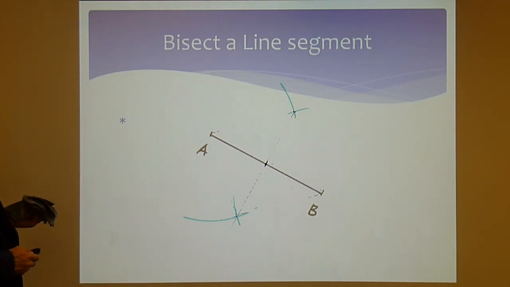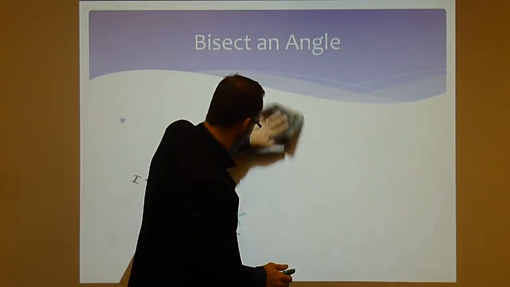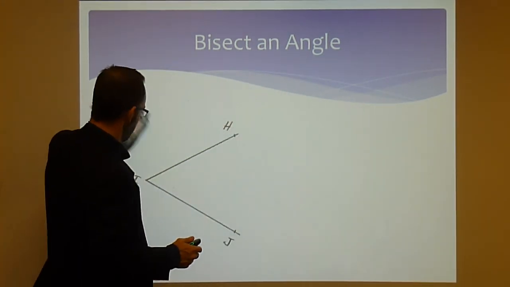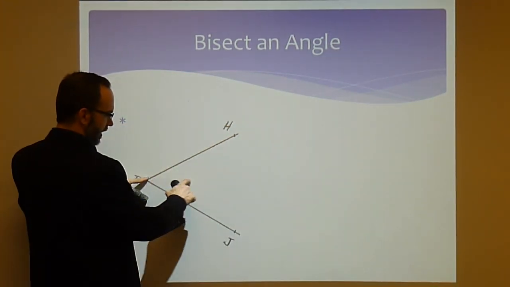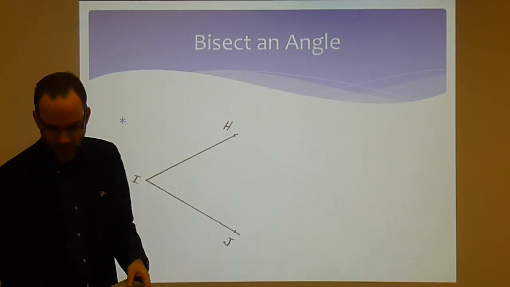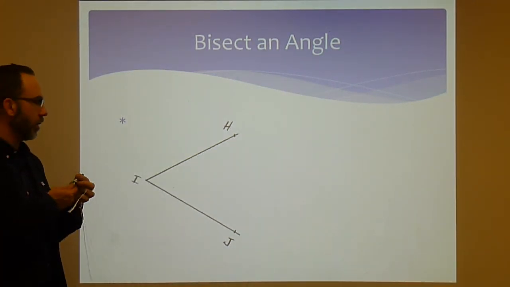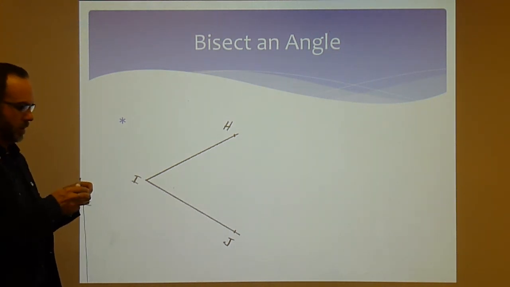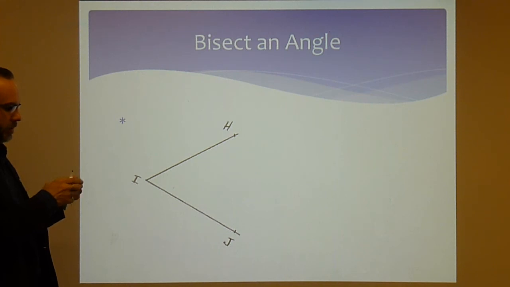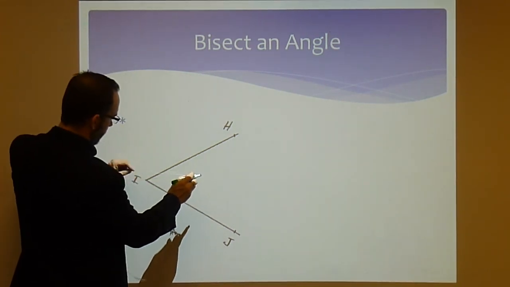Okay. Next one, bisecting an angle. This one's curious. I like this one. How do I cut this angle in half? How do I find a ray that goes through the middle so that the angle here is split into 2 equal angles? Okay, again, compass. You're going to draw an arc, anywhere, with a spike at the vertex here. Draw an arc.